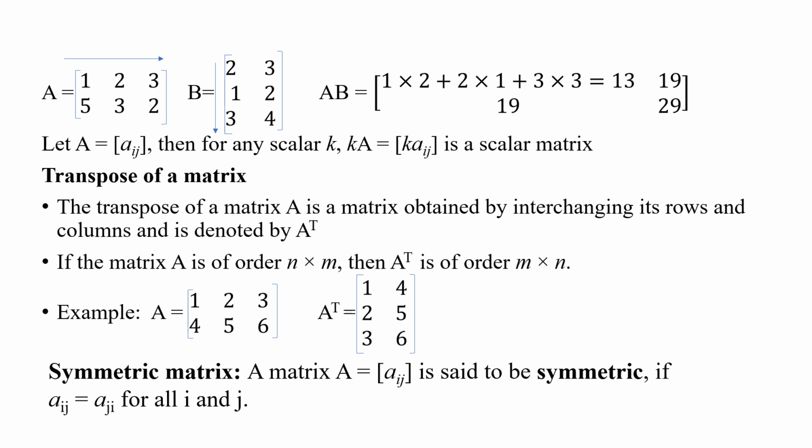Next concept is symmetric matrix. A matrix A is said to be symmetric if Aij is the same as Aji for all i and j.